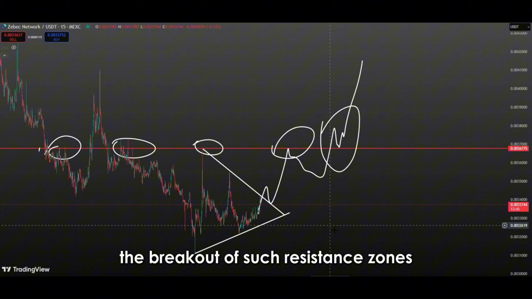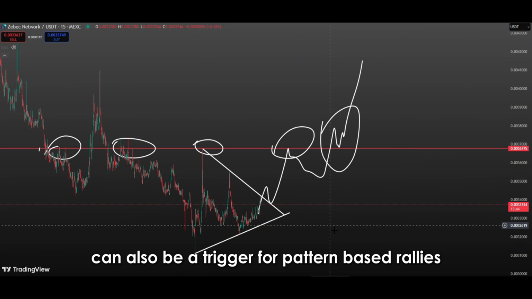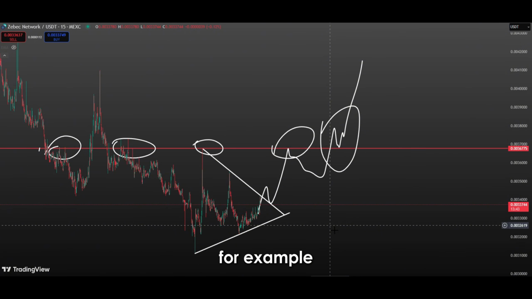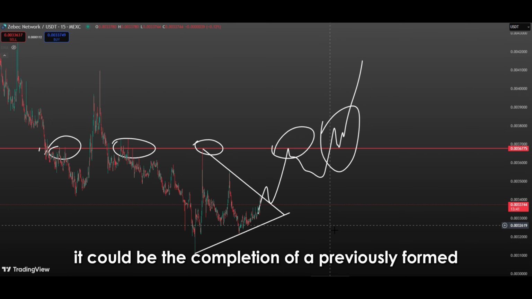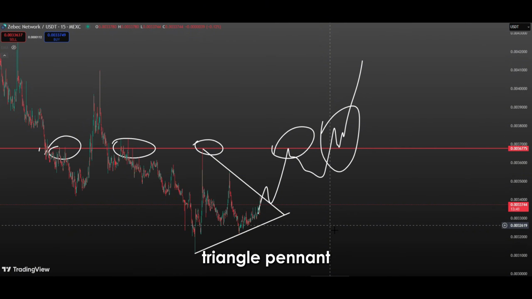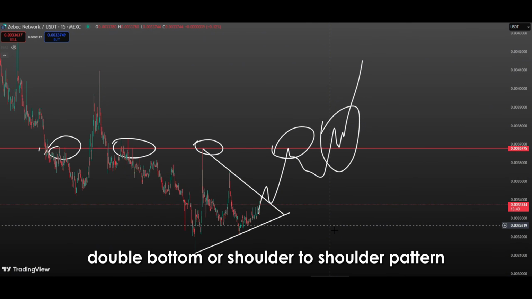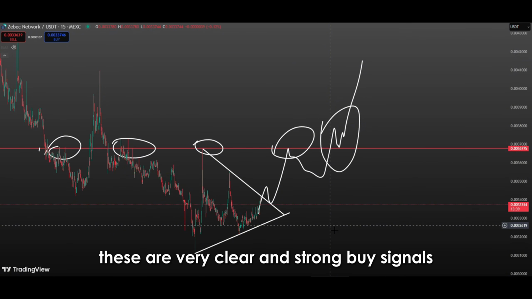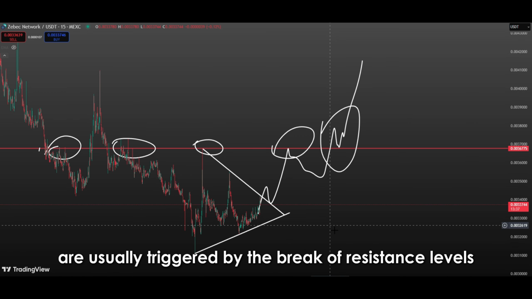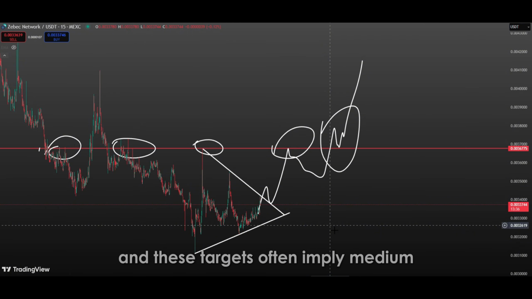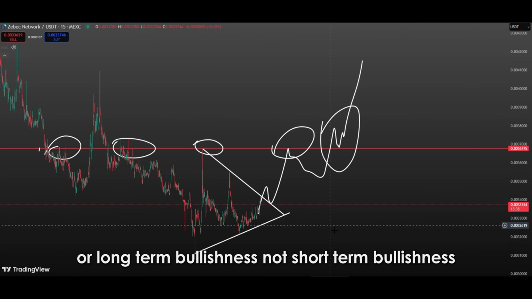The breakout of such resistance zones can also be a trigger for pattern-based rallies. For example, if the price breaks through this resistance zone, it could be the completion of a previously formed triangle, pennant, double bottom, or shoulder-to-shoulder pattern. These are very clear and strong buy signals for technical traders. This is because pattern targets are usually triggered by the break of resistance levels, and these targets often imply medium or long-term bullishness, not short-term bullishness.